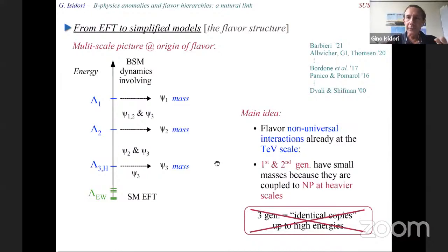So it's really different from the old idea of treating the three families as identical copies up to high energy. At high energies, they become really different. They are structurally different, coupled to structurally different dynamics.